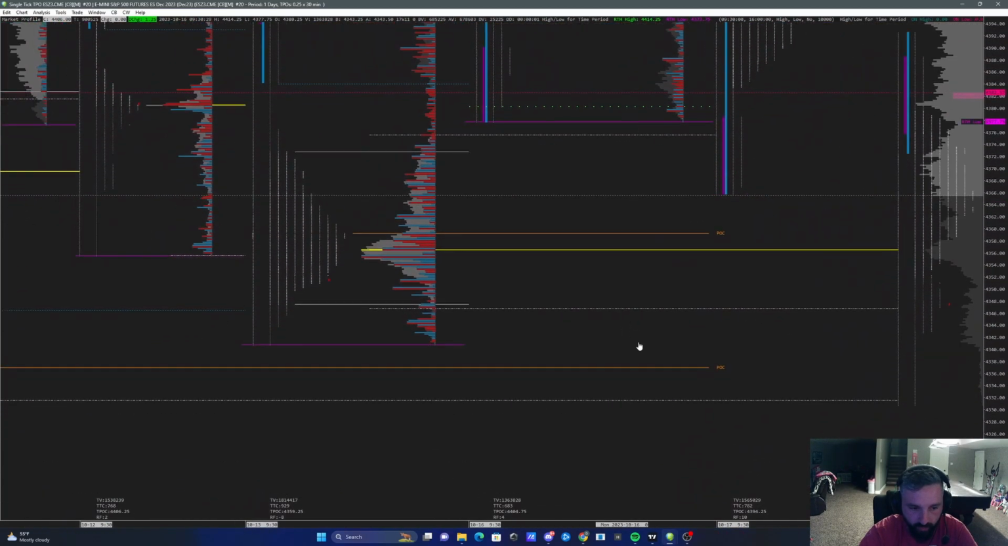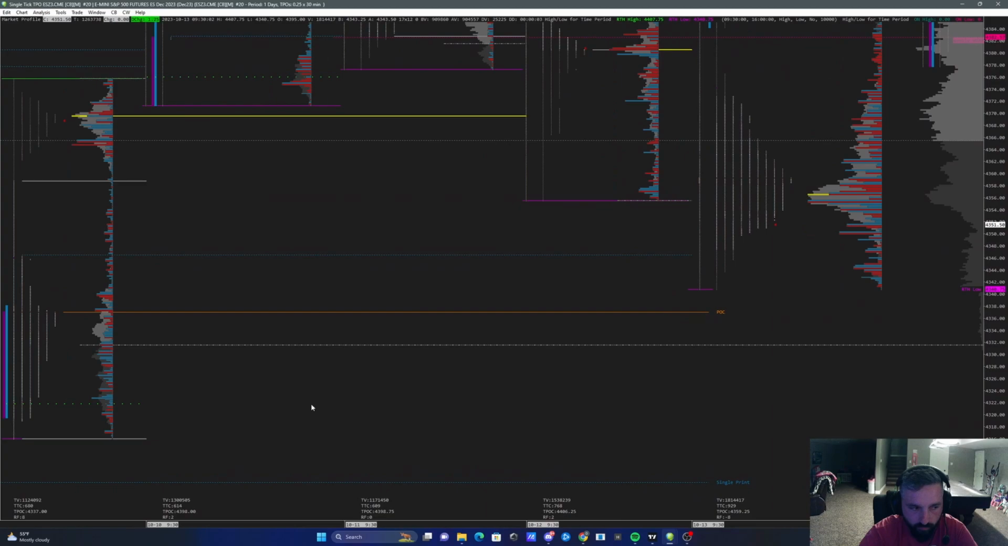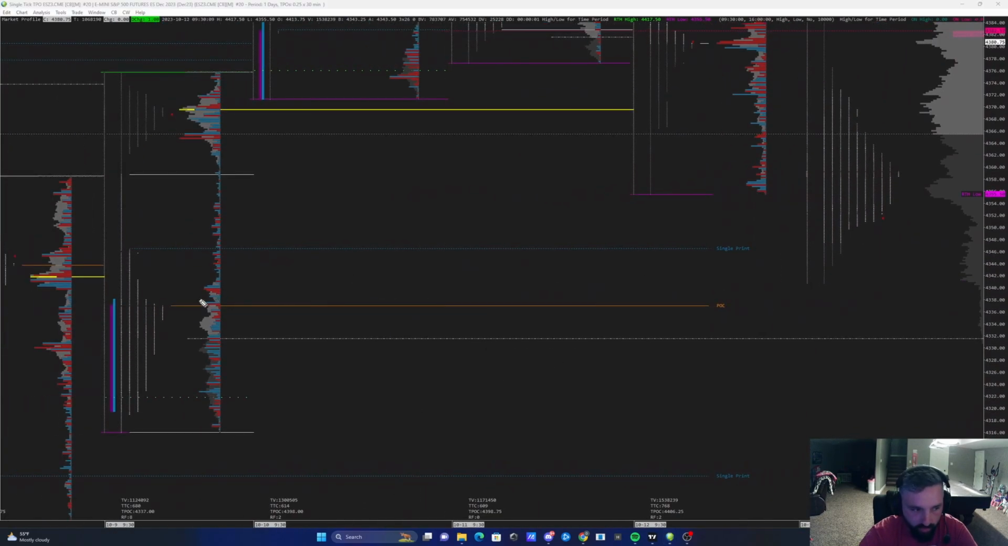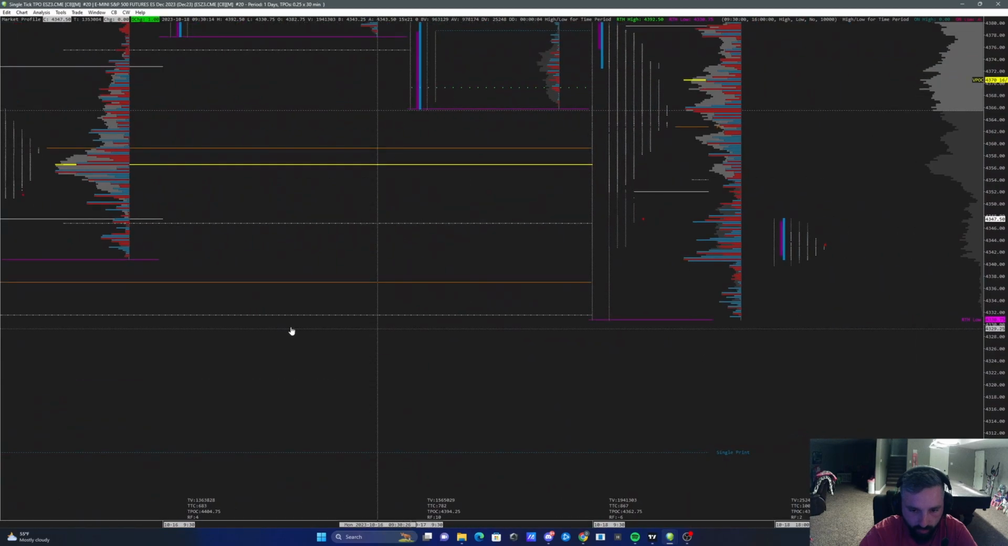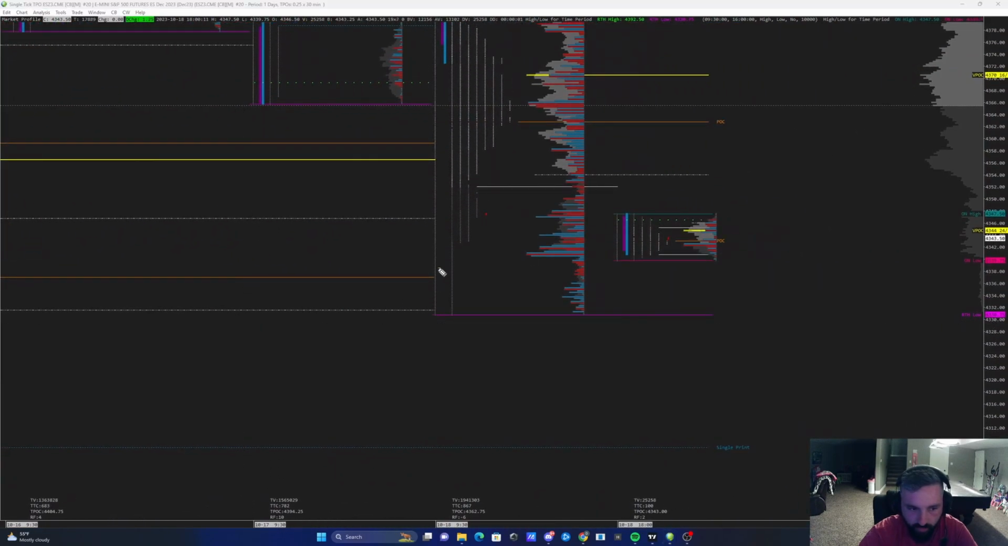If we scroll back here, we can see this is where the naked volume point of control came from, and this is where the naked value area low came from. We scroll back towards current time, and this is where the market decided to hold up price. This is how I use TPO.